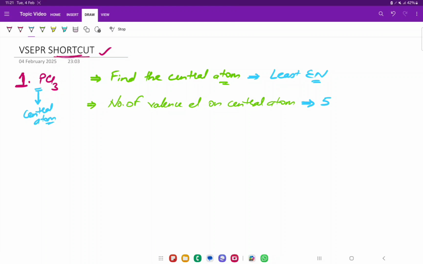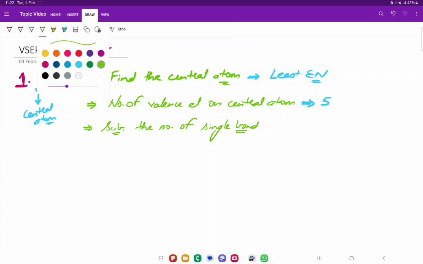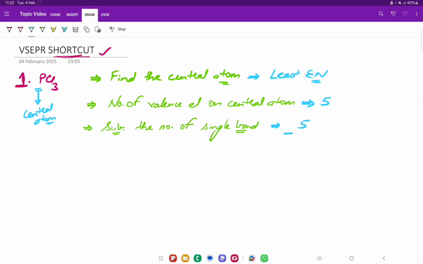After doing it, the next rule is to subtract the number of single bonds the molecule has formed, that is, single bonds or monovalent atoms. How many single bonds has the molecule formed? 3. So my 5 valence electrons minus 3, I will get a remainder of 2.